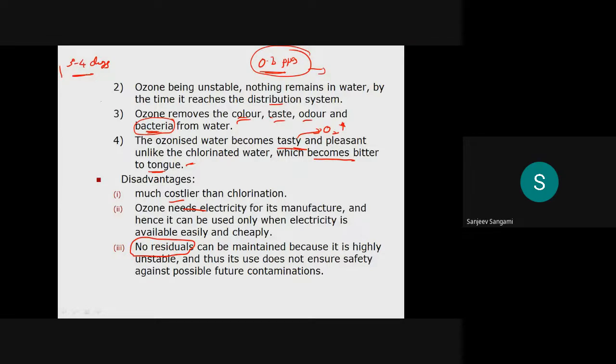But this O3 will be there for only about 1 to 2 hours in the pipelines. After that, it is going to dissociate as O2 and nascent oxygen. So then you cannot find any residuals. So that is also one major drawback. It is going to create the residuals, but it won't be there for a long time. Just imagine that it is 2 hours versus 3 to 4 days. That is why we can say almost no residual is going to exist in the distribution network to stop further contamination.